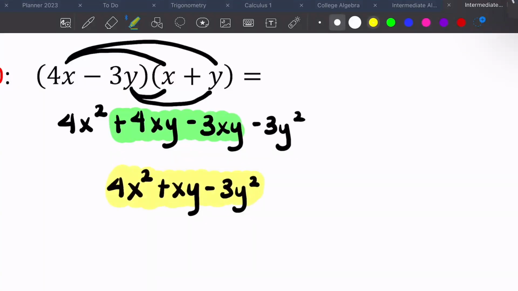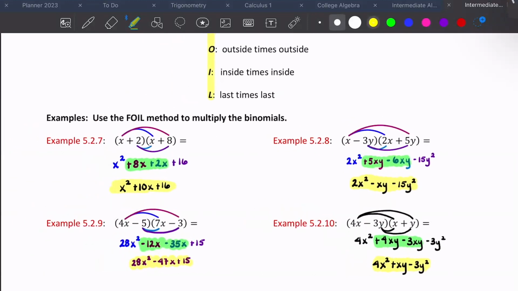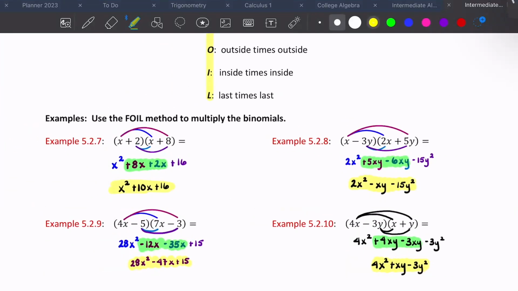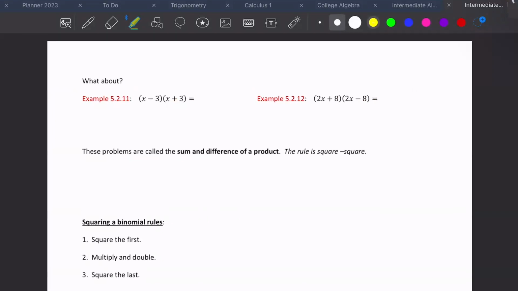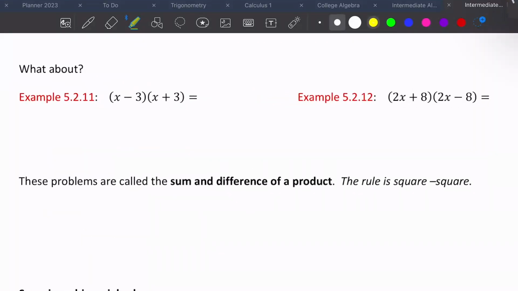And we're done. Okay, so that is the FOIL method. That is something that you should be pretty familiar with, right? I think those will be the easiest ones that we do, okay? Well, what about something that looks like this, okay?